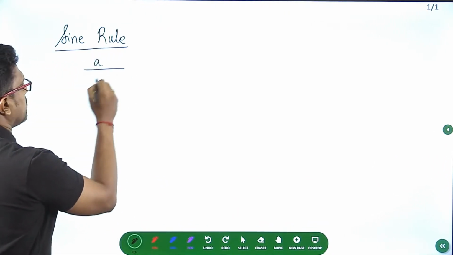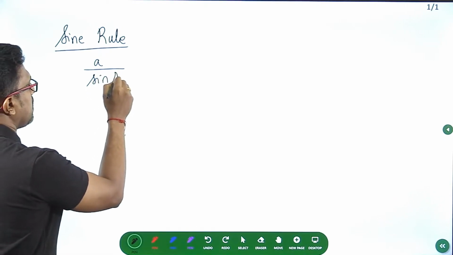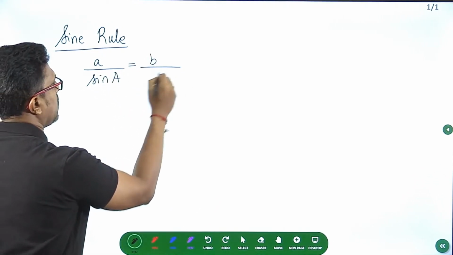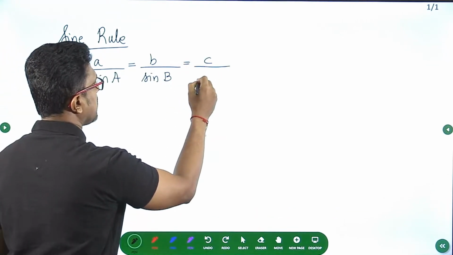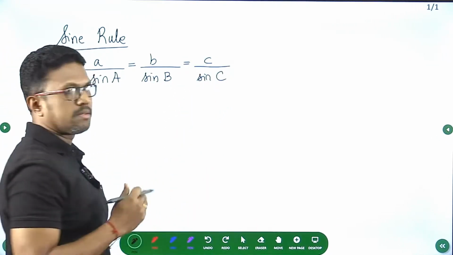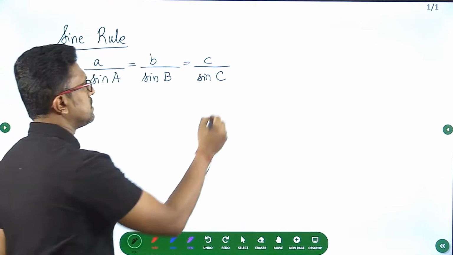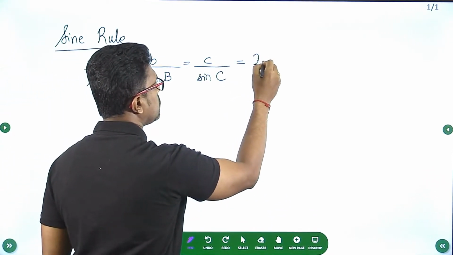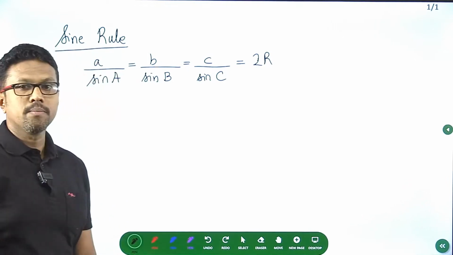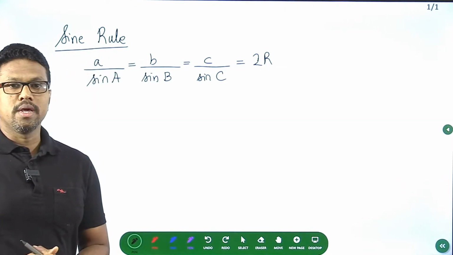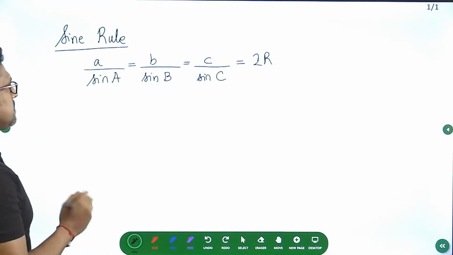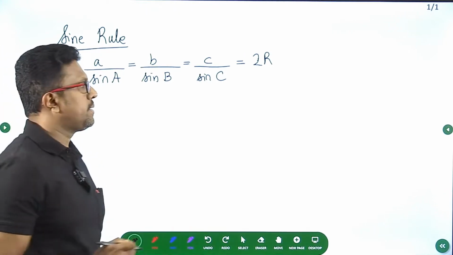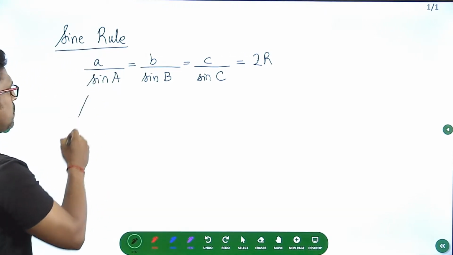A upon sine A is equal to B upon sine B is equal to C upon sine C. Of course, all this is with the usual notation. So this is equal to 2R. So this is the sine rule: A upon sine A equal to B upon sine B equal to C upon sine C is equal to 2R. So let us discuss that with the usual notations.